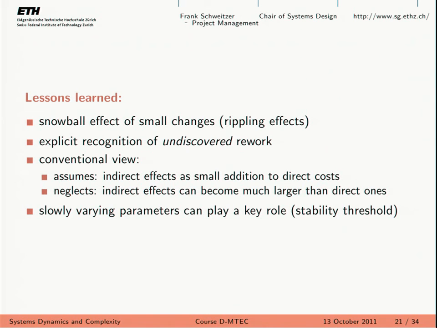Yes, so basically I've said all this. We tend to neglect the indirect effects. We tend to neglect them because, first of all, obviously they're more difficult to spot. They take more time to spot. So we just simply tend to ignore them. These were the effect of small changes.